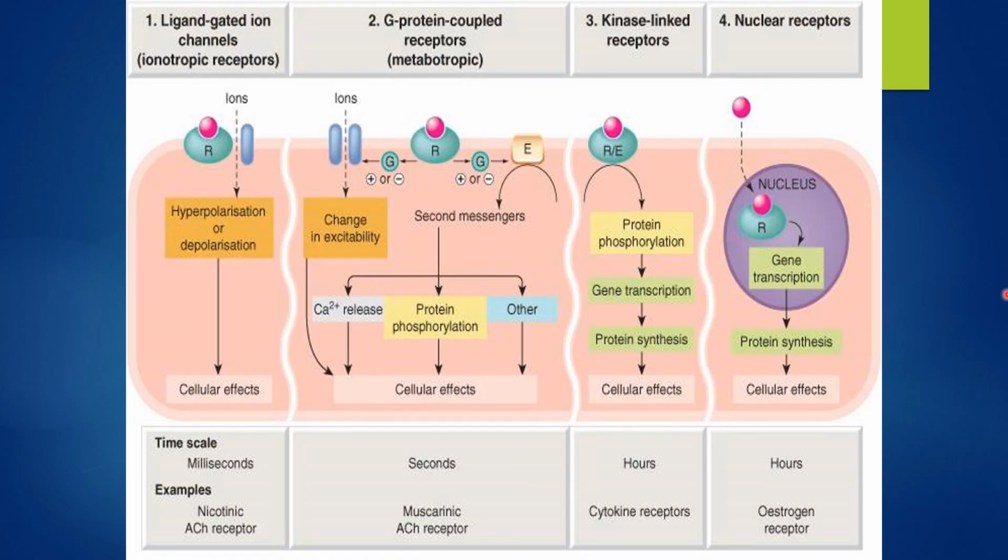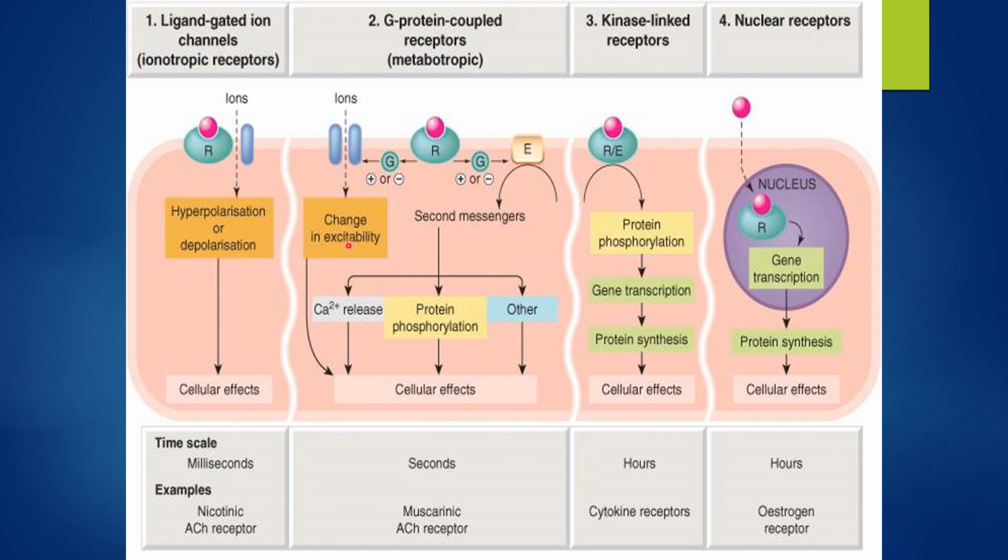Okay, now we can compare each type of receptor. The first one is the ligand-gated ion channel. The time is in milliseconds. Nicotinic acetylcholine receptors are examples; you will see them in detail. For the action or activation of these receptors, we need depolarization or hyperpolarization.